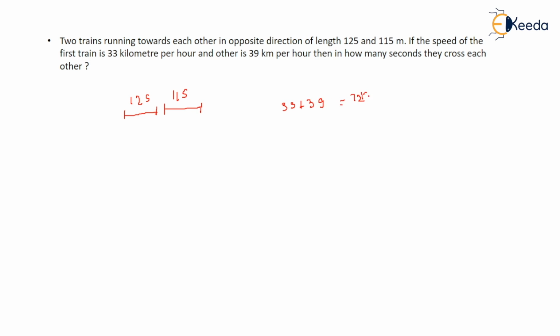You have to convert this into meter per second because your length is in meter. So 72 kilometer per hour, you have to convert into meter per second. This comes out to be 20 meter per second. This is your speed, right? Now you know the total length. What will it be? Addition of both of them. This will come out to be 40 meter, right?